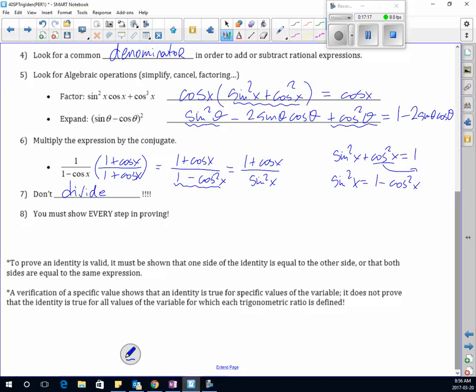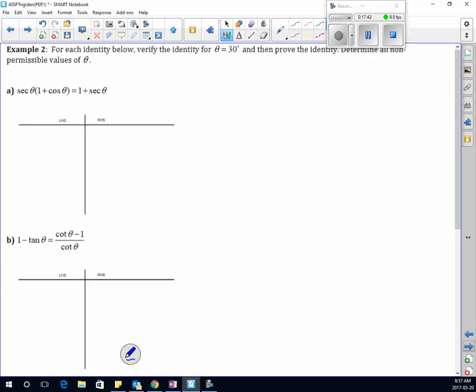A verification of a specific value shows that an identity is true for specific values of the variable. It does not prove that an identity is true for all values. The only way you can prove it's true for all values is by doing some general value x. If you just substitute, say, pi over 2 in and see if it's true for pi over 2, that just means it's only true for pi over 2. Okay. So here's our first proof.